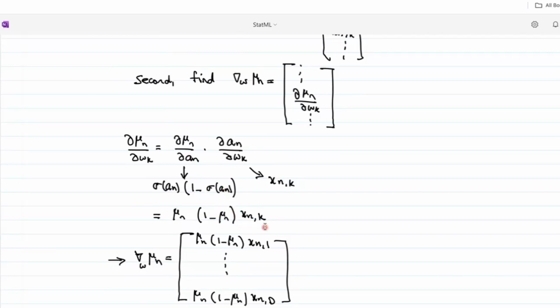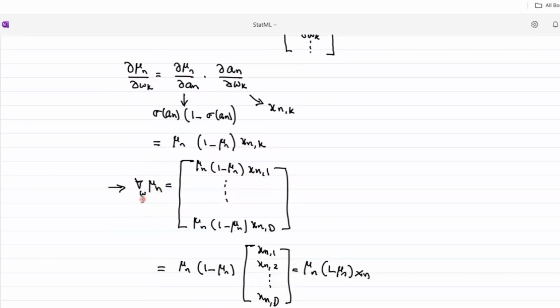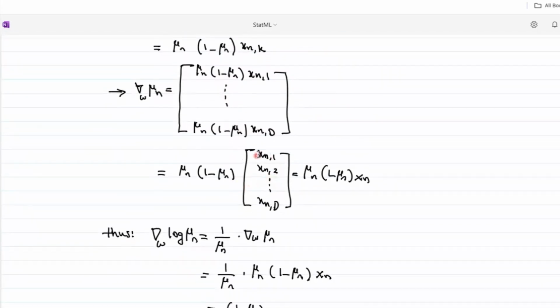And now we are ready to find the gradient of mu n with respect to w, meaning the composition of all of these partial derivatives, right? So you have mu n, 1 minus mu n, x_n1, up to x_nd, because we have d elements or features. And if you look at it here, you immediately notice this mu n 1 minus mu n is fixed or constant across all these elements. So we can factor that out, and we just end up with all the different elements of xn. So this is just the vector xn. Therefore, the gradient of mu n with respect to w is simply mu n 1 minus mu n xn.